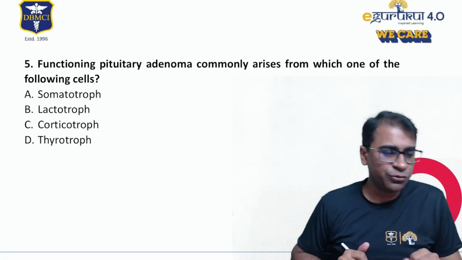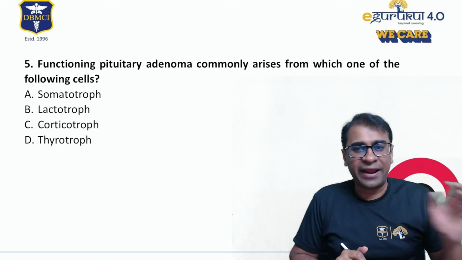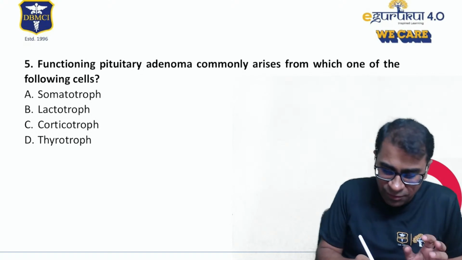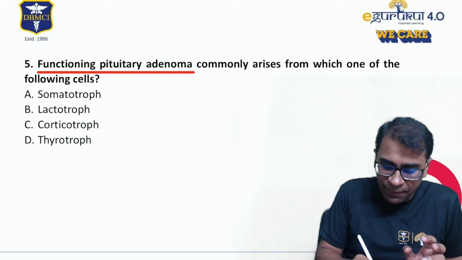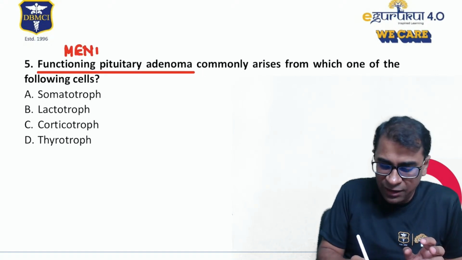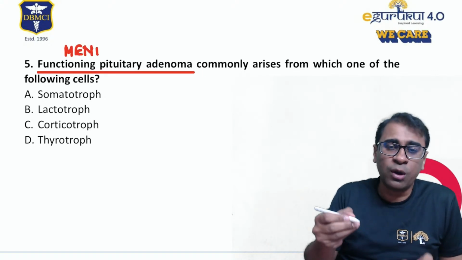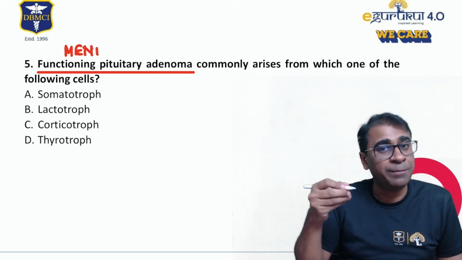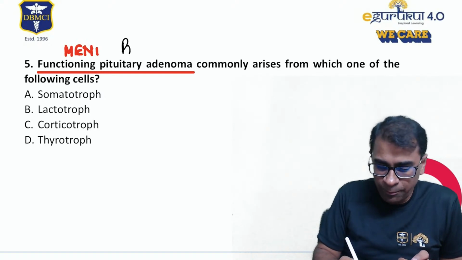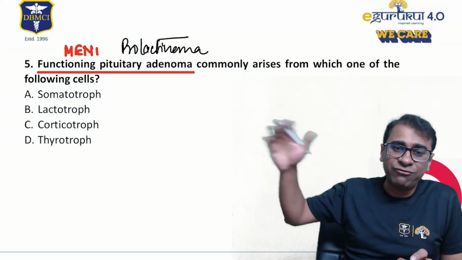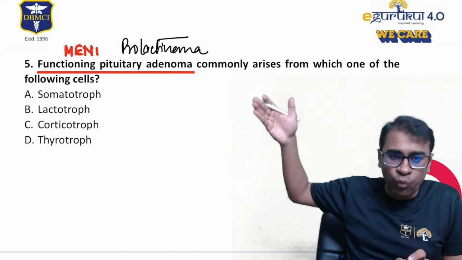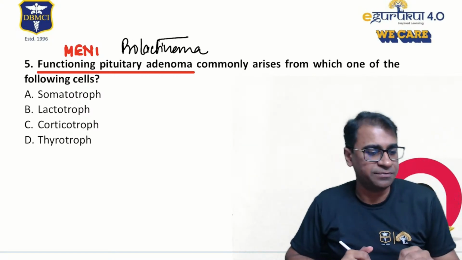So, the functional pituitary adenoma arises from which of the following cells? First of all, remember, first functional pituitary adenoma. This I teach you all in my topic of MEN syndrome. In MEN 1, the most common type of tumor in the pituitary gland is actually what? Prolactinoma. I hope you all remember this. Now, if you can answer prolactinoma, can you tell me which do you think is the answer here? A, B, C, or D?